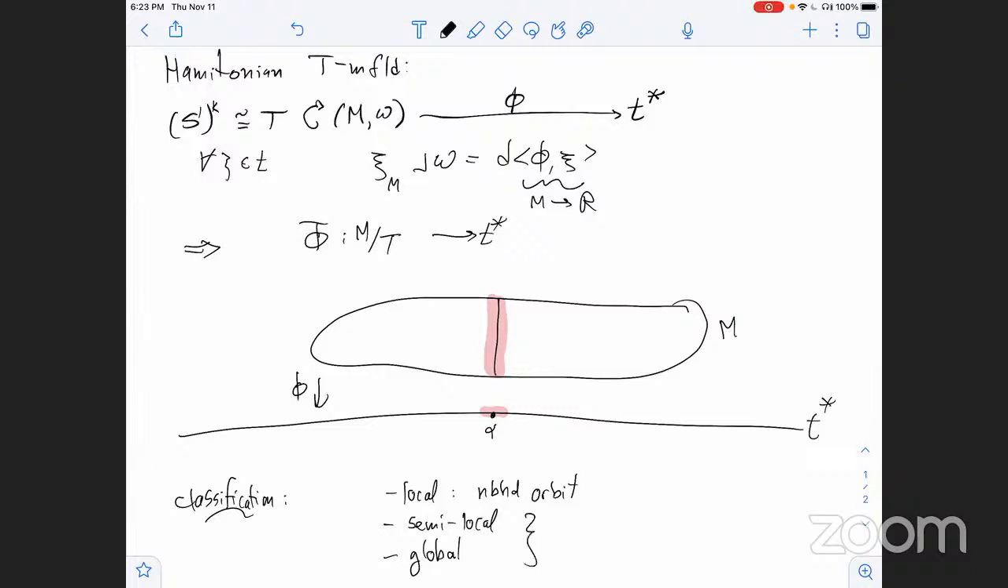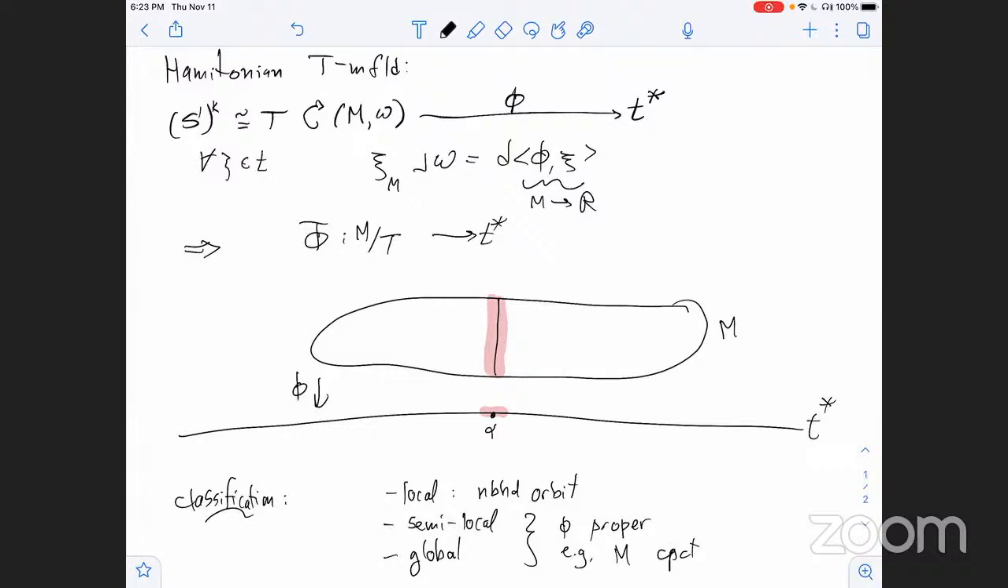You don't quite need compactness. It's enough to insist that the momentum map be proper. Pre-images of compact sets are compact. This will automatically be true if the manifold is compact. And this guarantees that a neighborhood of a level set contains the pre-image of a neighborhood of the point alpha.